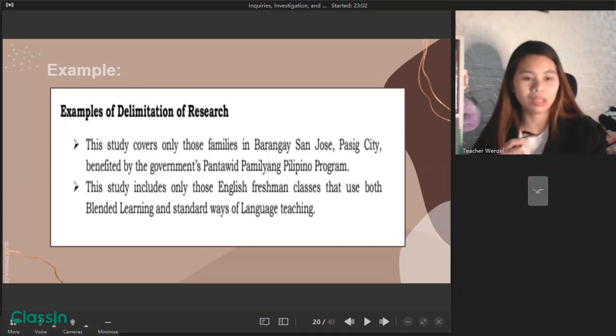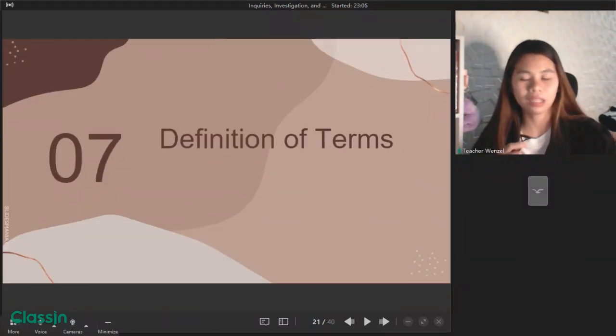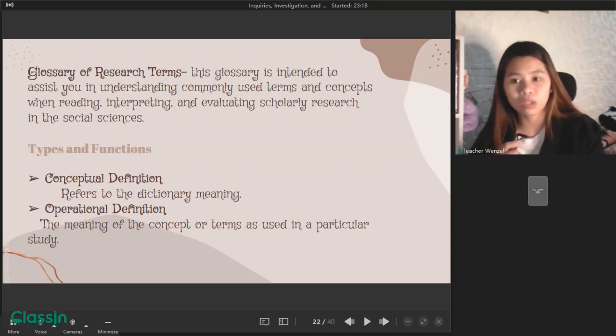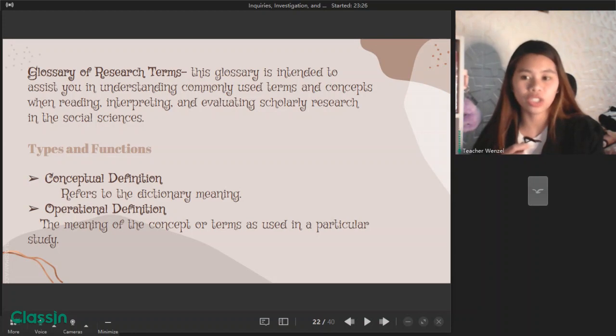Okay, so last but definitely not the least, definition of terms. A glossary of research terms is intended to assist you in understanding commonly used terms and concepts when reading, interpreting, and evaluating scholarly research in the social sciences. Types and functions.